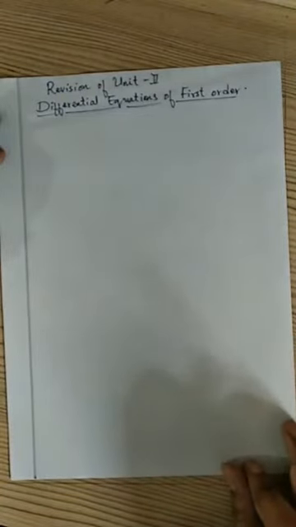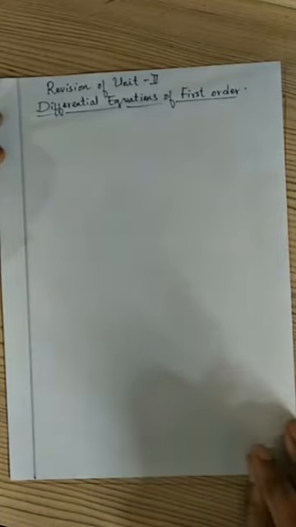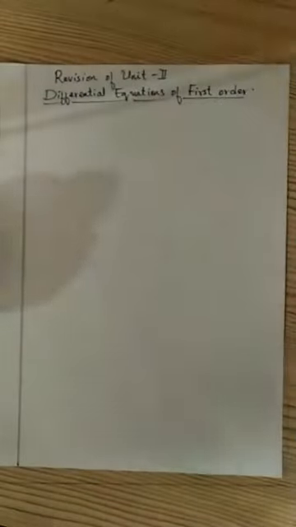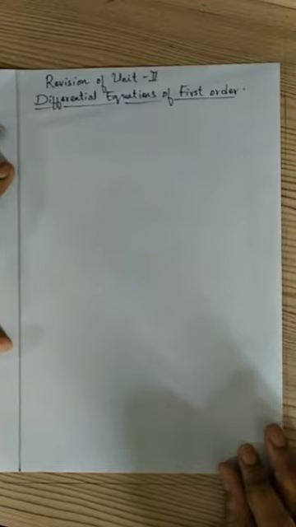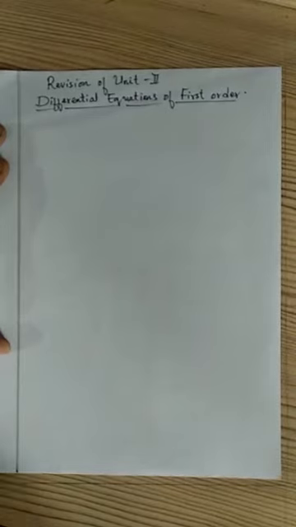Right, a revision of Unit 2, differential equations of first order. Just now we have seen that the first topic is exact differential equation. We will see what is the meaning of exact differential equation and how to solve it. In this unit and the next unit 3, we will be solving differential equations. The question will be like: solve a given differential equation, so we have to find its general solution.